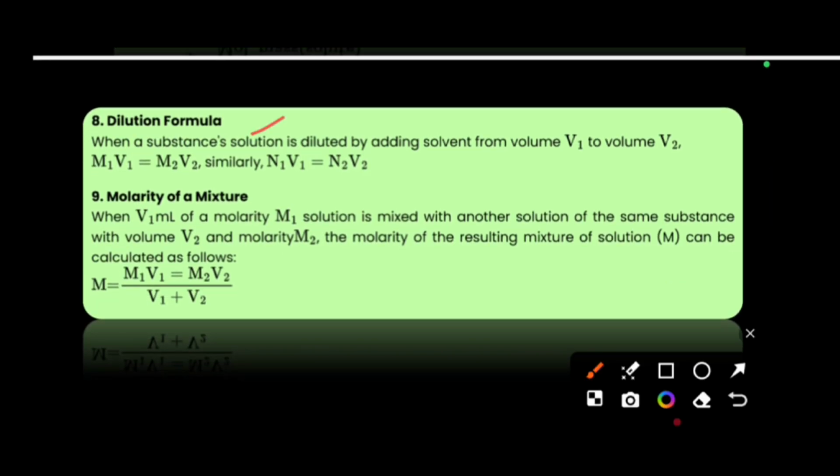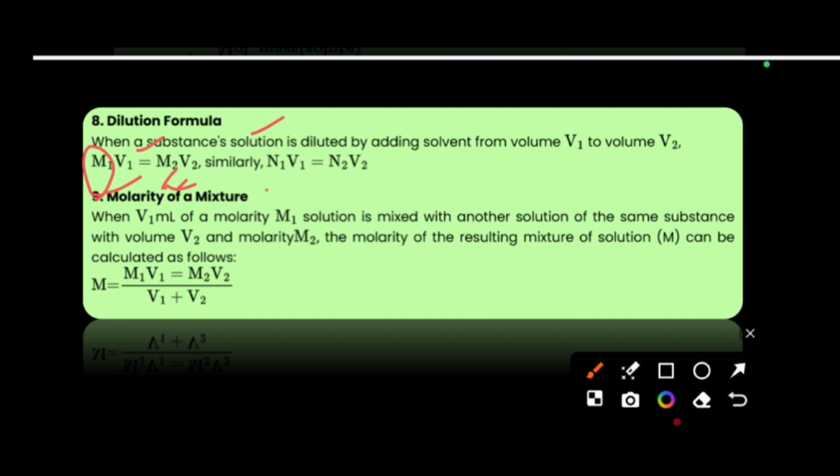Next formula is the dilution formula. If you are diluting any solution, the moles of the solute always remain constant. Moles, okay, not the molarity. So for dilution, you can use the formula M1V1 is equal to M2V2. If you have made a solution of M1 molarity of definite volume, then after dilution the molarity will change and become equal to M2. So you can use this formula in terms of molarity.